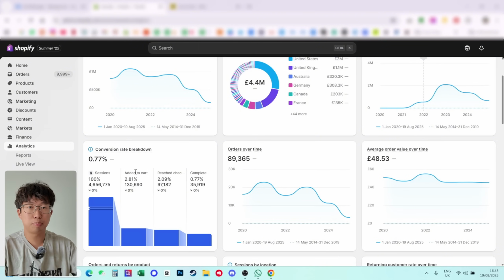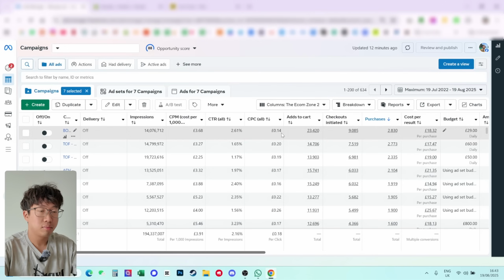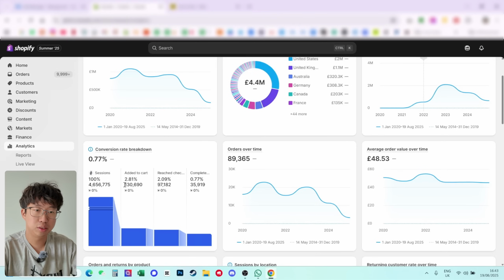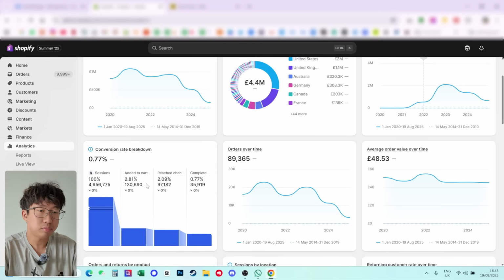Now again, this depends on your other metrics. If your cost per click is high, like $1.50, then your add to cart rate needs to be way higher. So you can see here, my cost per click is only 14 cents, on average 18p. That means my add to cart rate can be so low, it doesn't matter because I'll still be profitable. If your cost per click is $1.50 and your add to cart rate is only 5%, it's quite low and you need to bump that up.